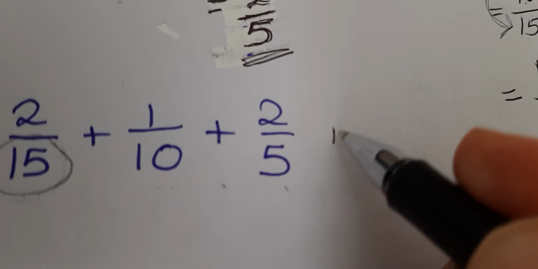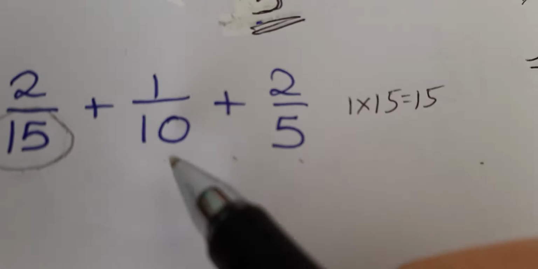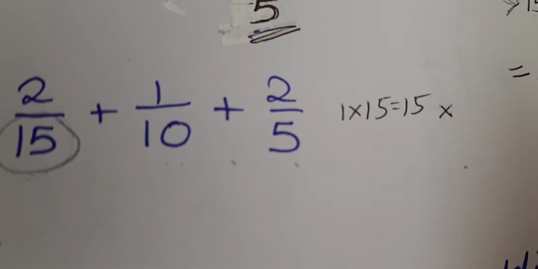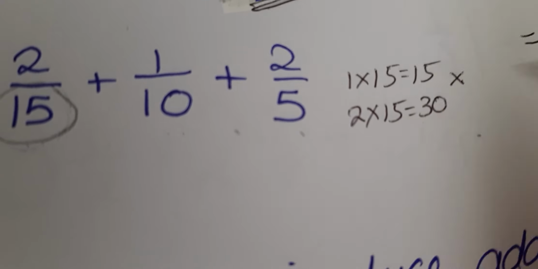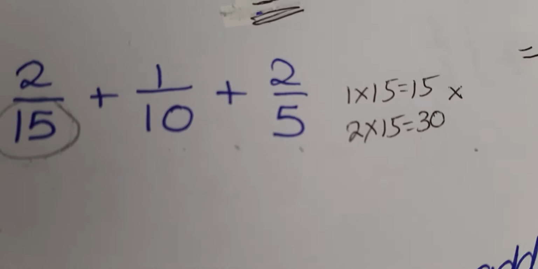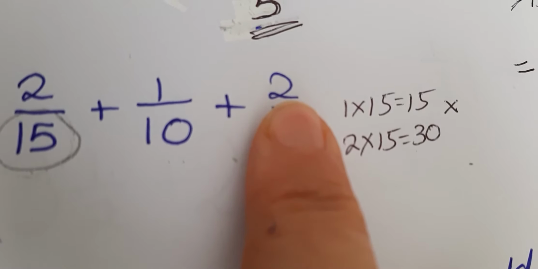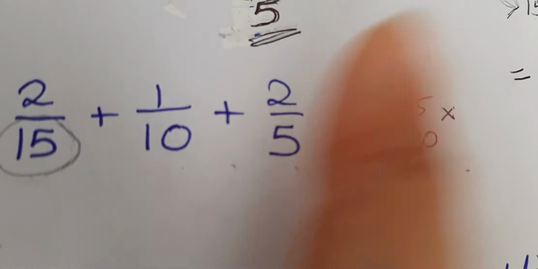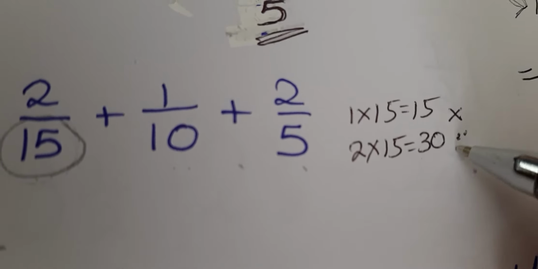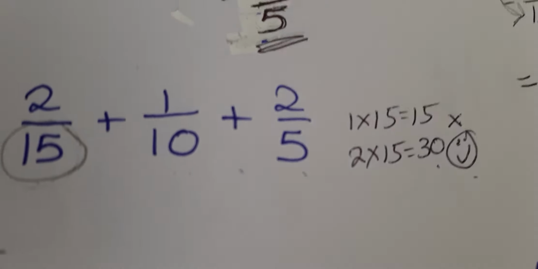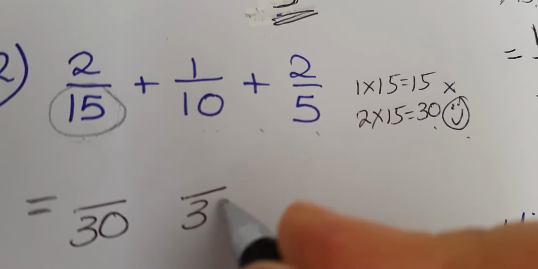So we said 1 times 15 is 15. 5 goes into that, but 10 does not, so I'm not going to use that. 2 times 15 is 30. 5 must go into that anyway. We don't even have to think about the 5 anymore because it will go into all multiples of 15 anyway. But let's look at the 10. Does 10 go into 30? Yes, it does. We're happy. We're going to use that 30.